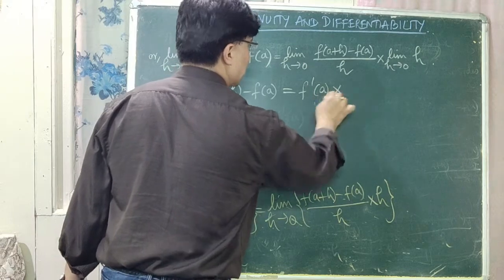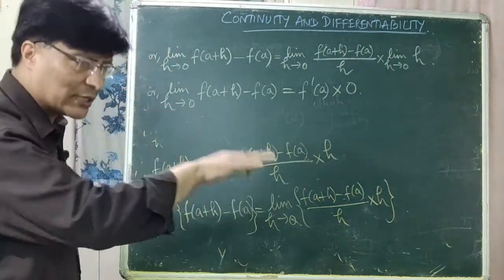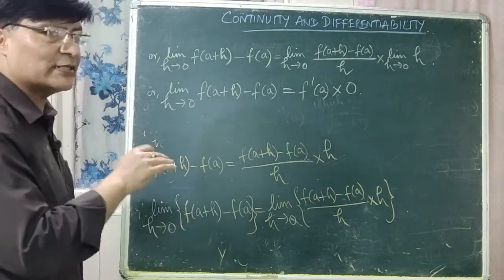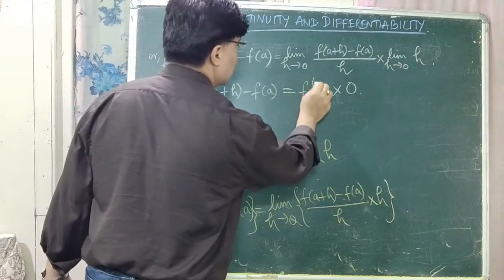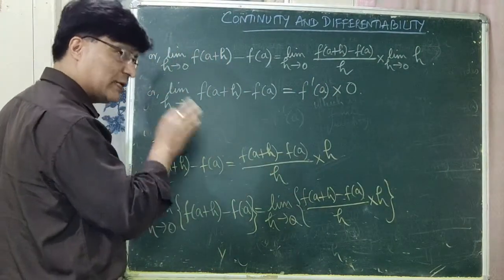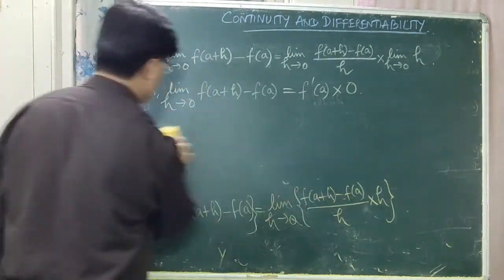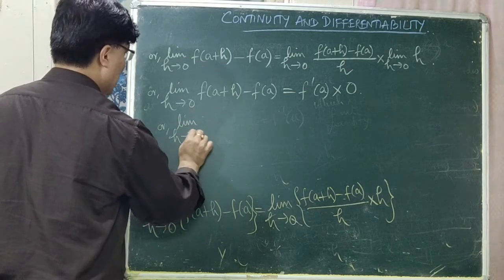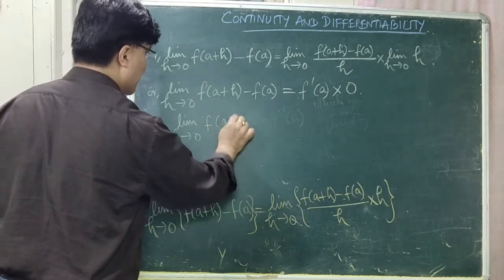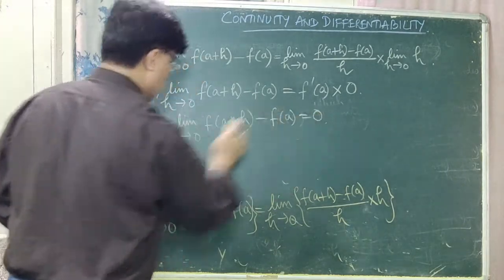So this is your f dash of a into limit h tends to 0, h means it is always 0. So h is approaching towards 0. So you can take the value for h as 0. So h is equal to 0. So f dash of a is a finite quantity. It is a defined quantity. So f dash of a into 0 is equal to 0. Right? Or limit h tends to 0, f of a plus h minus f of a is equal to 0.